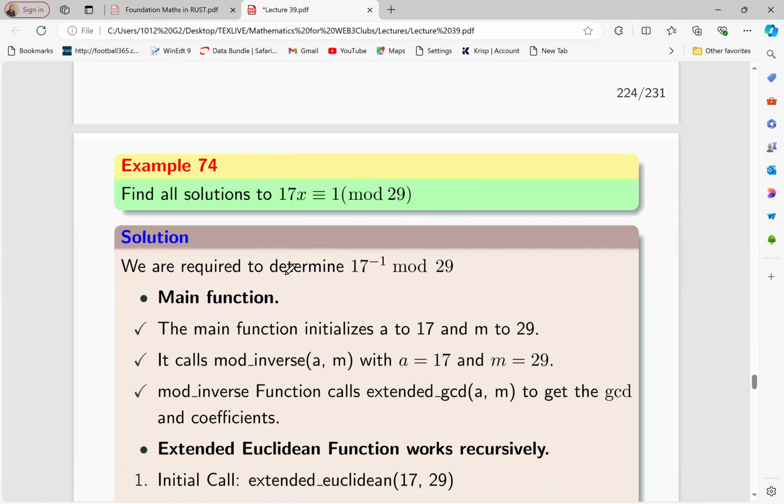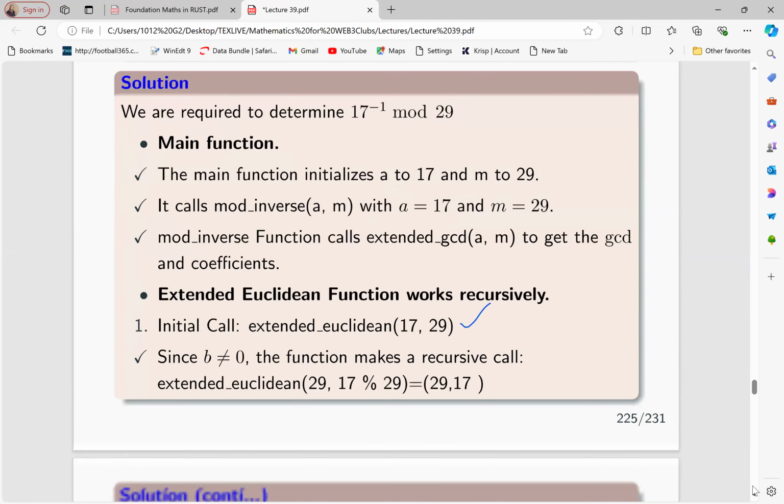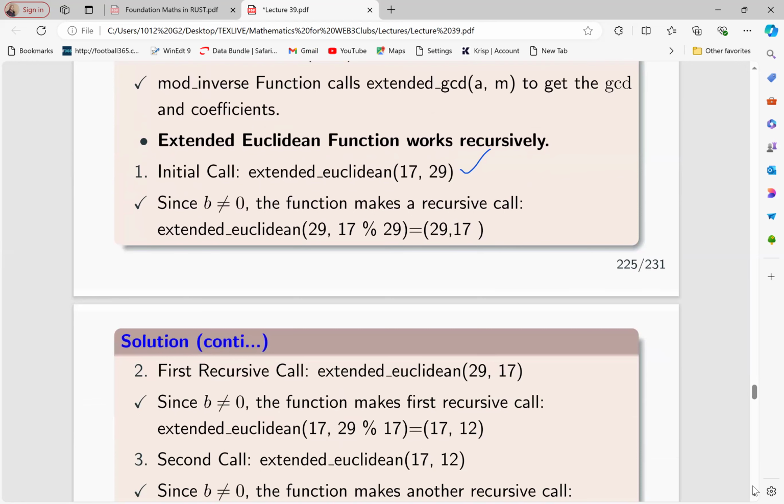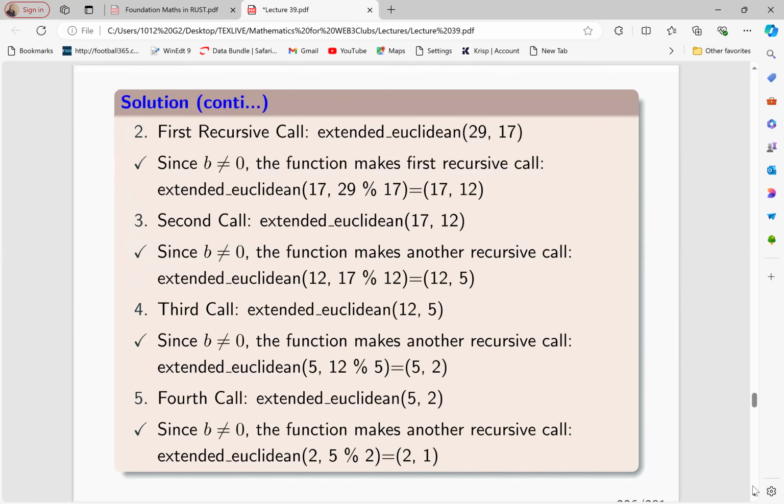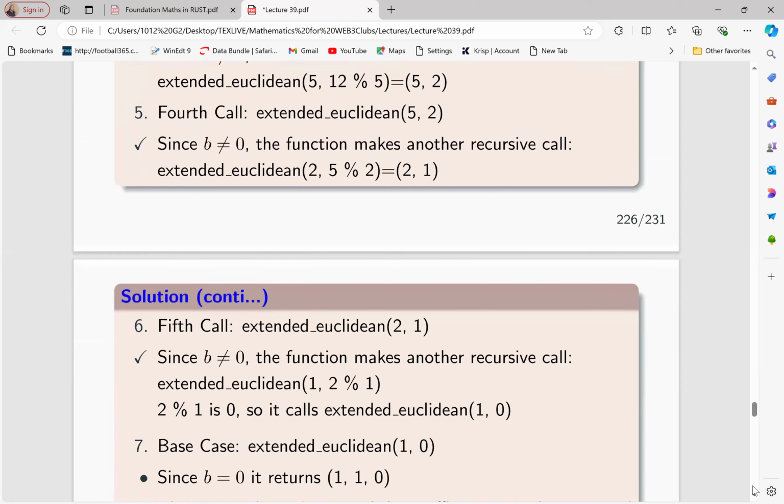So I've used the same reasoning just to find the inverse of 17, where 17 is A and our B is 29. The initial call, is that okay? B is not 0, so the calls continue until B becomes 0. So again, you look at this later.